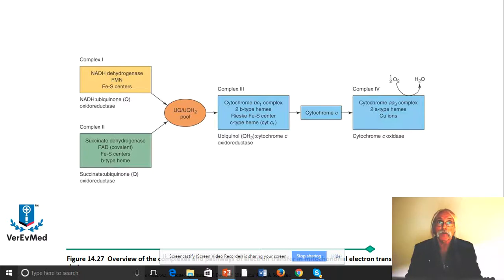And then when those protons are pumped back in through a proton pumping ATPase, we make ATP. In that process we're oxidizing NADH or FADH2, transporting electrons along a gradient, and ultimately those electrons, along with the protons, are going to take molecular oxygen and convert it to water.